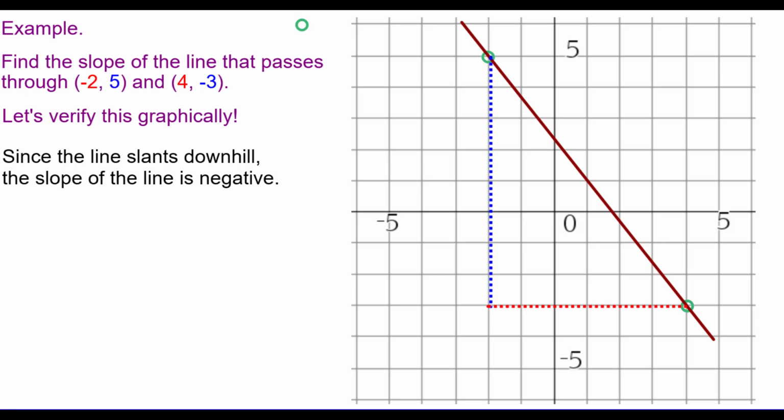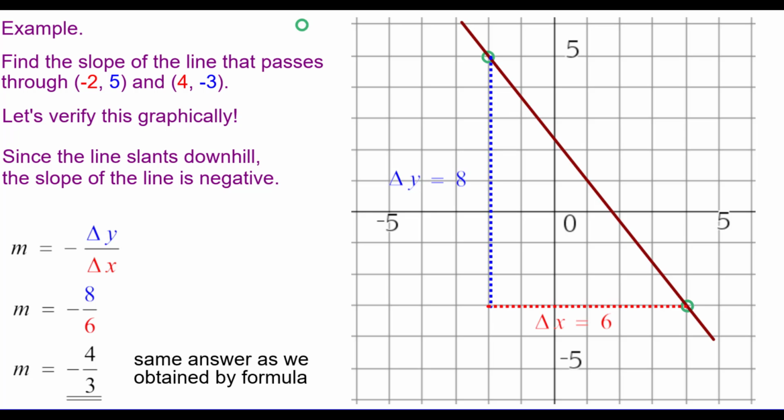This line slants downhill. The slope of the line is negative. The change in y is 8, if you count. Change in x is 6, if you count. And so it's going to be the negative change in y over change in x. So -8/6 simplifies to -4/3. Same answer as we obtained by formula.